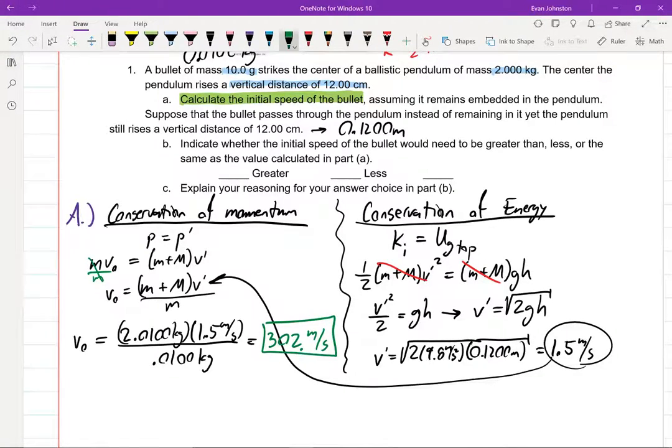So the bullet was flying, the bullet was going very quick. That's kind of close to the speed of sound. It's within like 50 meters per second. And now let's look at the next part. So we have a part B here.